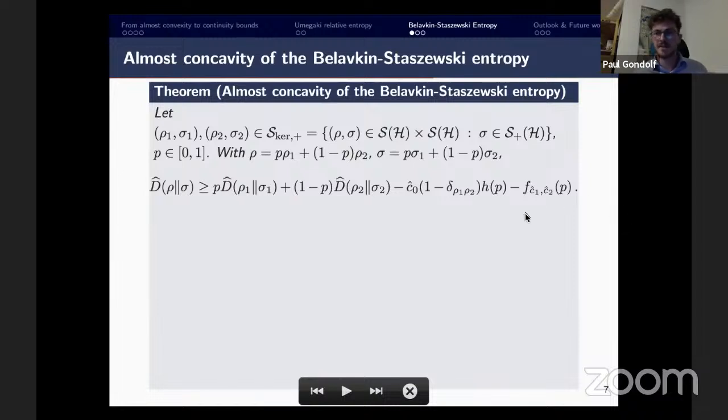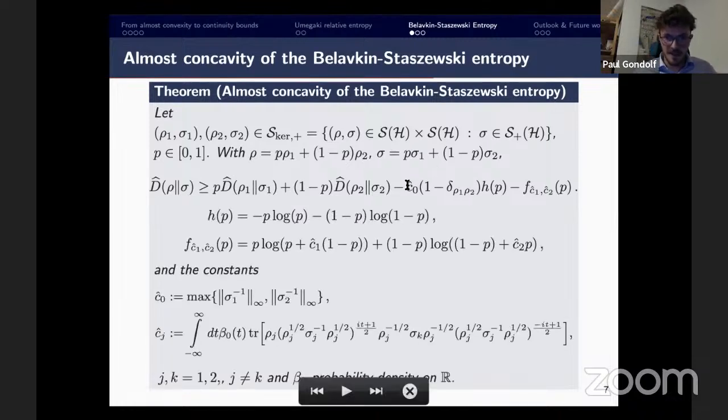And we again recover something that is pretty similar to the case of the relative entropy. However, there are some minor differences. The first difference is that we don't get the trace 1 norm distance of rho 1 and rho 2 here, but just 1 minus the indicator function. So this is 1 if rho 1 and rho 2 don't agree, and if they agree, then this is 0. And the second difference is that we now get a C0 in front of the binary entropy, and this C0 depends on the maximum of the infinity norms of the inverses of sigma 1 and sigma 2. And also the C hat 1, C hat 2 constants have now changed a little.